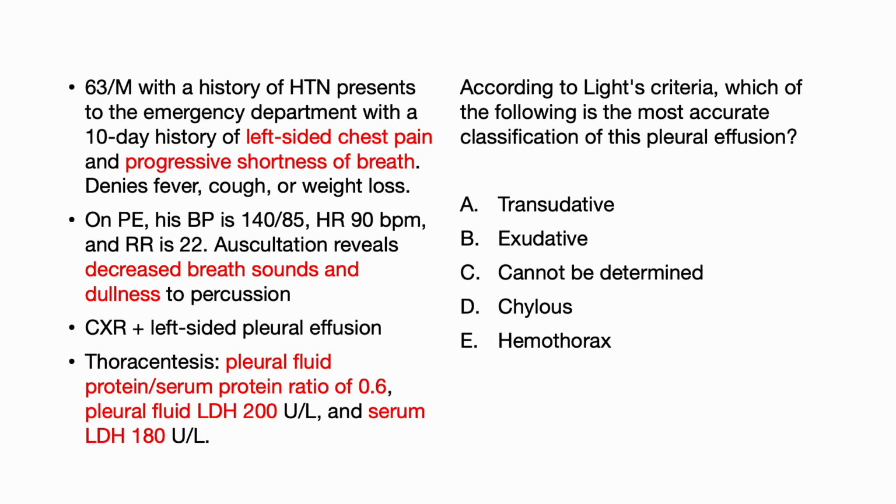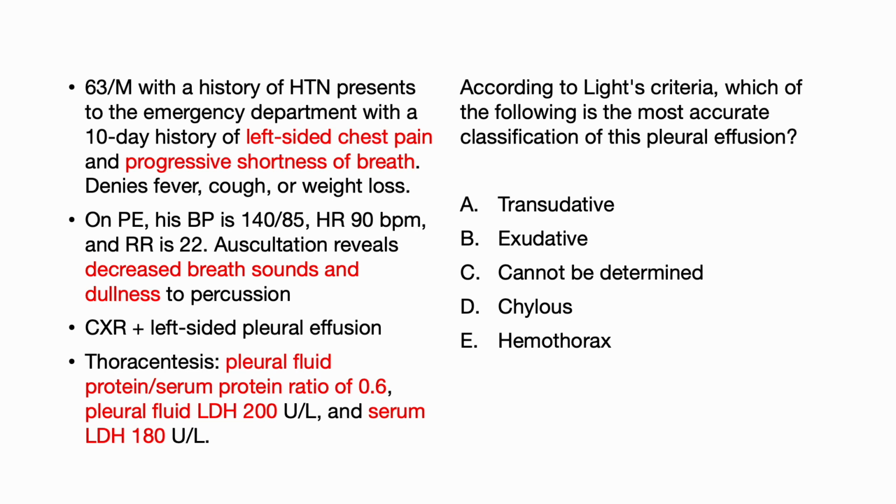Thoracentesis is performed, yielding a pleural fluid with the following findings. Pleural fluid protein over serum protein ratio of 0.6, pleural fluid lactate dehydrogenase 200, and a serum LDH of 180. According to Light's criteria, which of the following is the most accurate classification of this pleural effusion? Is it a transudative, exudative, cannot be determined, chylous, or hemothorax?